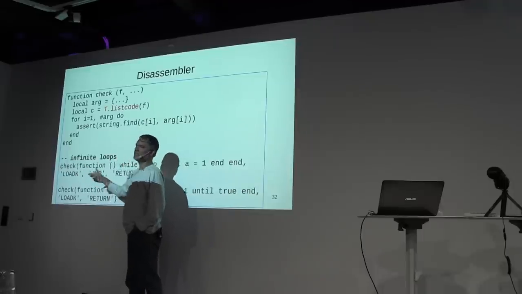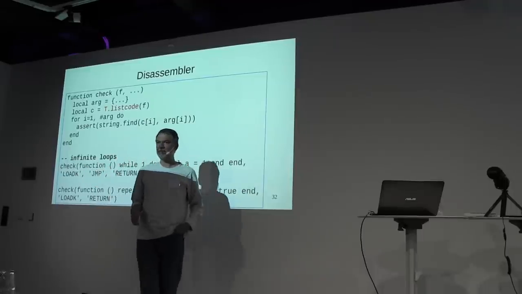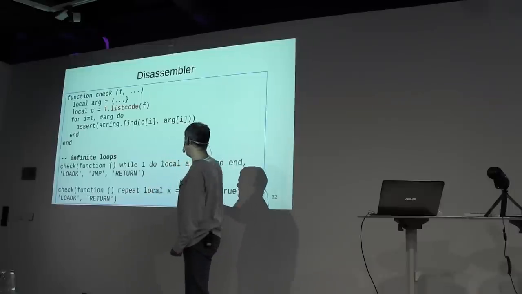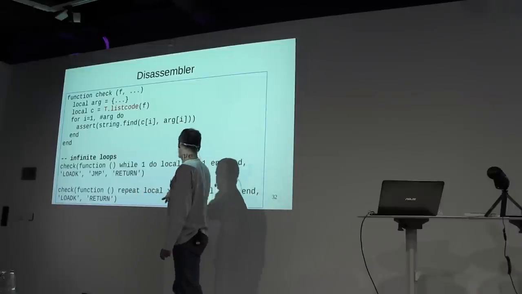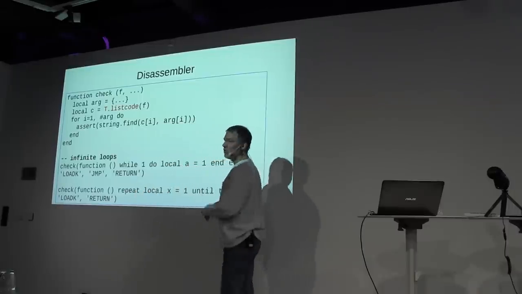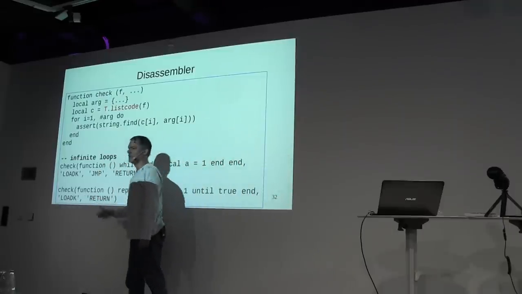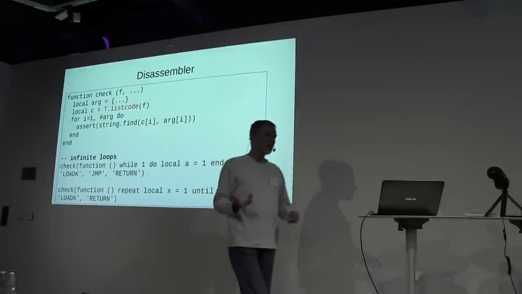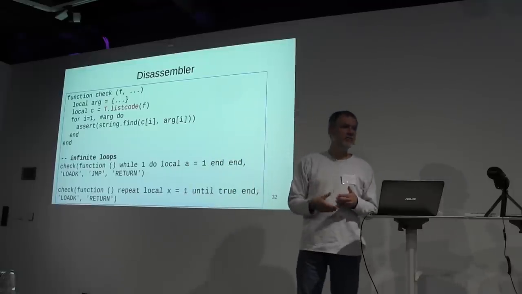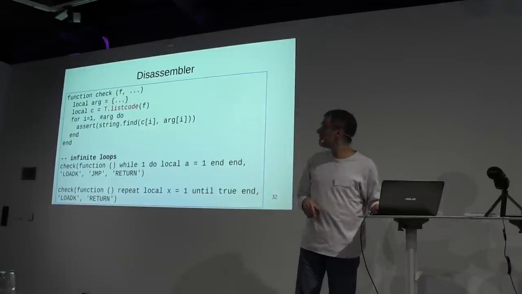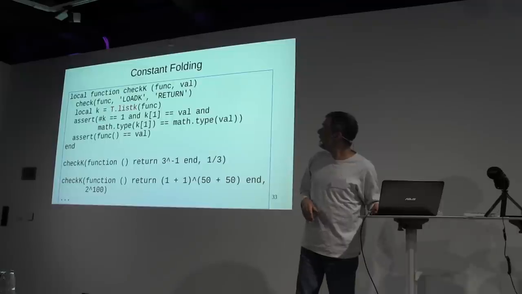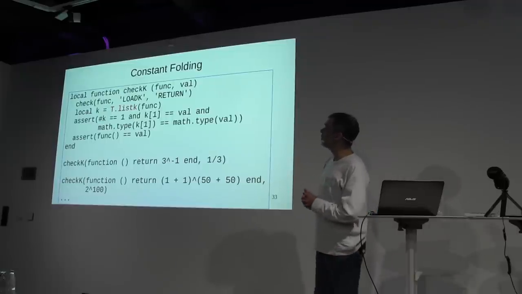And so the test was optimized away. Here is something similar, a repeat until true, where all jumps were optimized away, so we have just the load and the return. So we need this kind of internal access to code to test that kind of optimization.